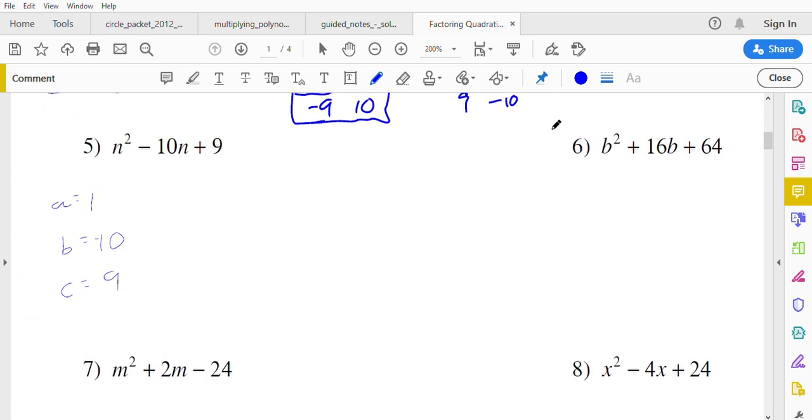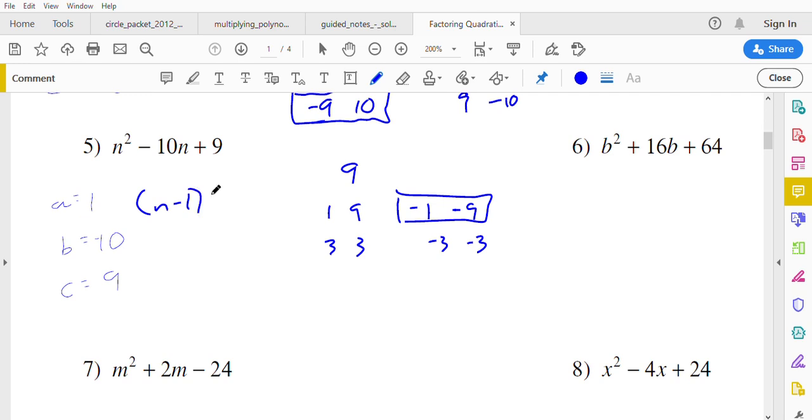Again, what are my factors of 9 that add up to negative 10? Again, it's positive, so we have 1 times 9, 3 times 3, negative 1 times negative 9, negative 3 times negative 3. So which set of these factors adds up to negative 10? This guy right here. So what are we going to do? Factored form: n minus 1, n minus 9. And again, what are we going to do with this? Eventually, this is going to help us to solve equations.